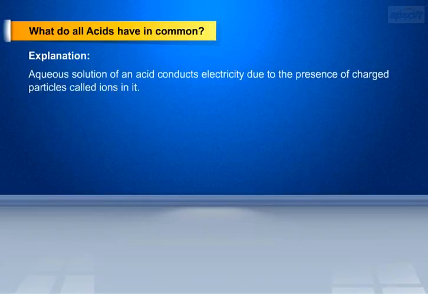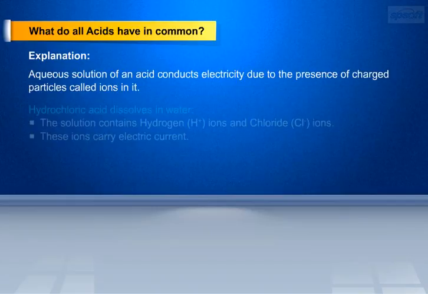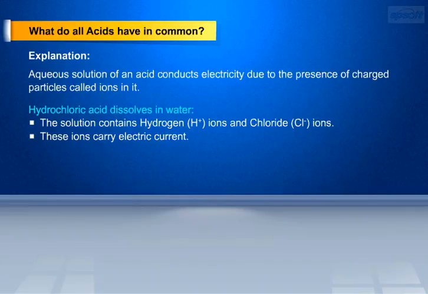An aqueous solution of an acid conducts electricity due to the presence of charged particles, called ions, in it. Hydrochloric acid is dissolved in water. The solution contains hydrogen ions and chloride ions. These ions carry electric current.